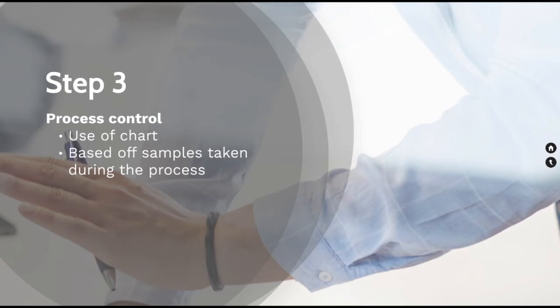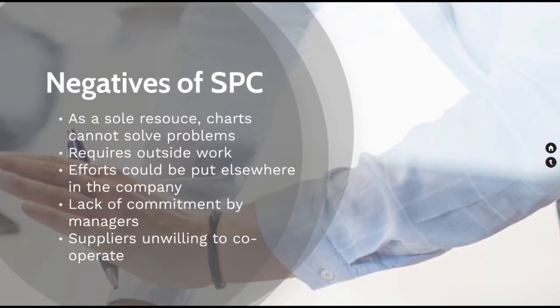The implementation of statistical process control hasn't always been plain sailing for companies. For some firms, as a sole resource, charts cannot solve problems and aren't always an appropriate resource. It requires more outside work and effort, which can diminish the overall efficiency of the company. The implementation has also not been helped by the lack of commitment by people in managerial positions, and it is a process that has been imposed on suppliers who are unaware and unwilling to cooperate.